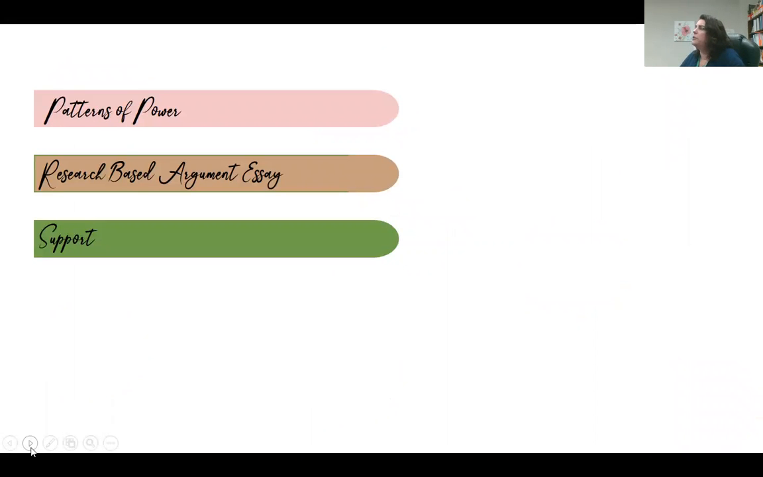We're going to cover patterns of power. So we'll look at the TEKS that you're going to be covering there, your new unit, research-based argument essay, and the supports that you might need moving forward.